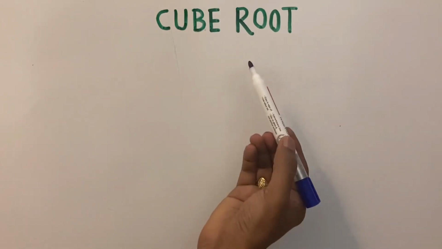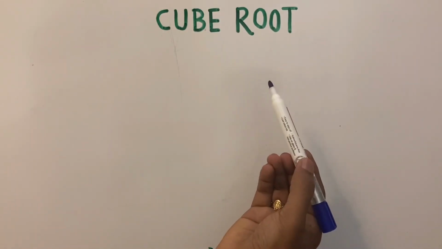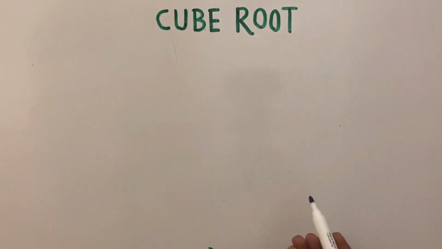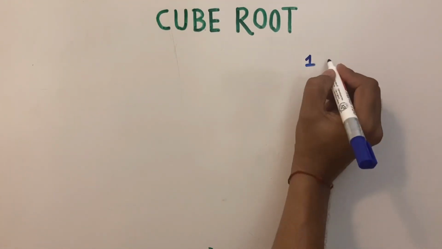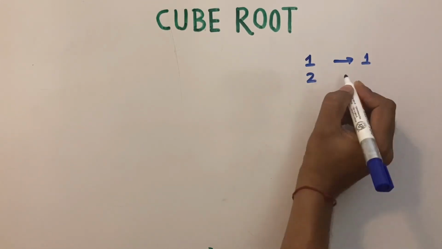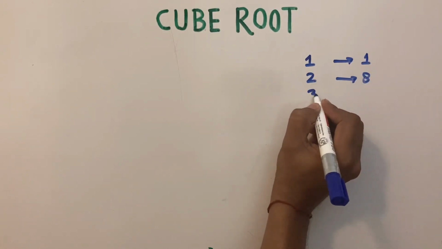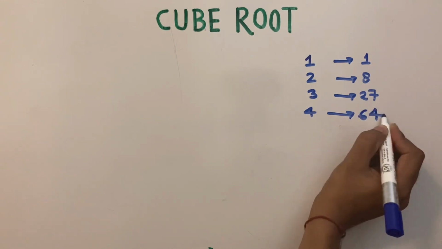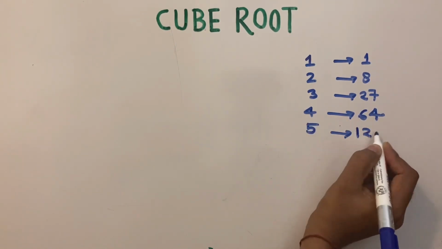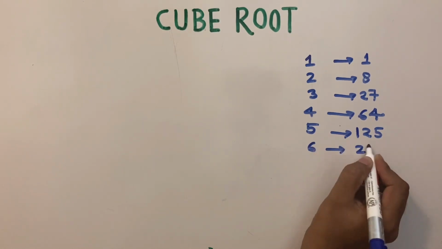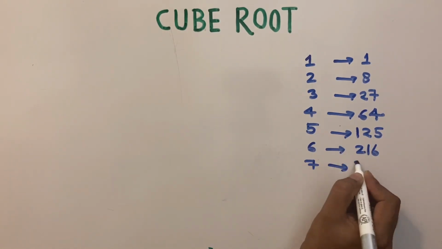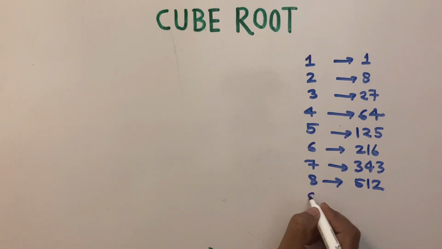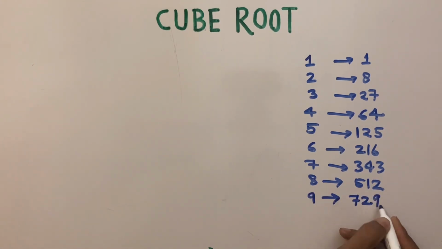To learn the trick of how to find the cube roots of large numbers, the first thing you have to do is learn the cubes of numbers 1 to 10. 1 cubed is 1, 2 cubed is 8, 3 cubed is 27, 4 cubed is 64, 5 cubed is 125, 6 cubed is 216, 7 cubed is 343, 8 cubed is 512, and 9 cubed is 729.